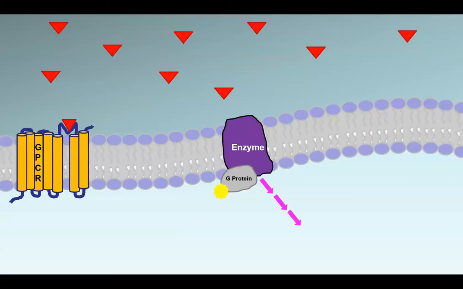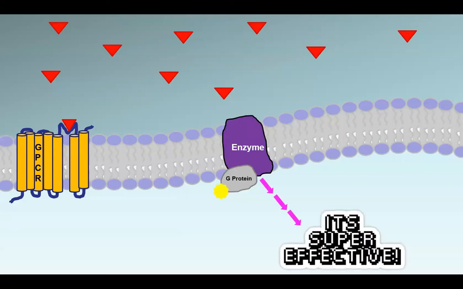Okay, so if we've activated this enzyme, we can see that it is super effective. Okay, so what does that mean, super effective? To understand what the actual effect is here, we need to learn more about what these enzymes could be. We've looked at the first half of this, so let's now explore what happens with the enzymes.